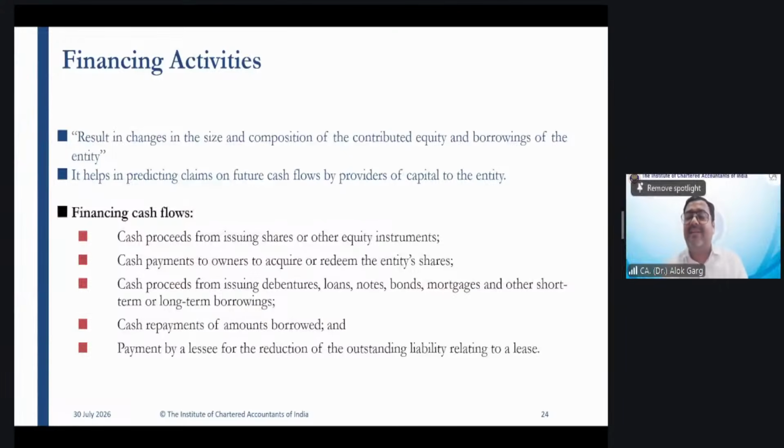Financing activity: the activities relating to the capital structure of the company. For example, cash proceeds from issuing shares, cash payment to owners to acquire or redeem the entity's shares, cash proceeds from debenture, loan, notes, bonds, mortgage, long-term borrowings, etc. Cash repayment of the amount borrowed, payment by a lessee for reduction of the outstanding liability relating to leases. So payment of lease liability. This part came after introduction of Ind AS 116.